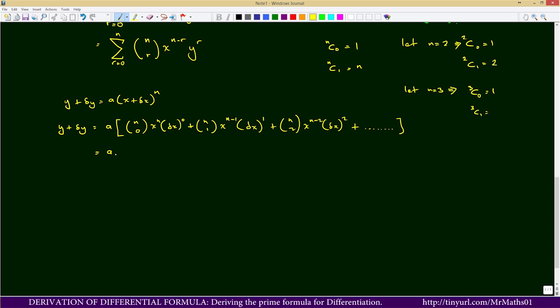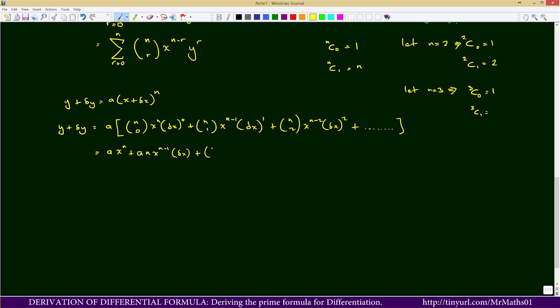So now we become a with nothing, with 1, x to the power of n. So what is delta x to the power of 0? That is equal to 1, so I'm not going to write it down. Plus the second term, the second coefficient n choose 1, that is equal to n, as proven before, x to the power n minus 1, and then delta x to the power of 1.